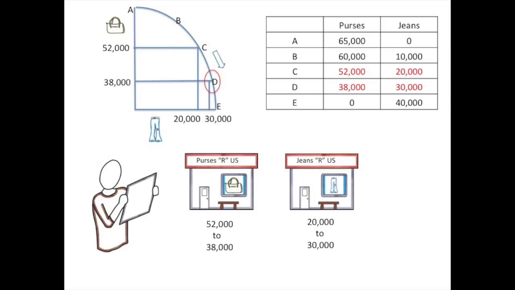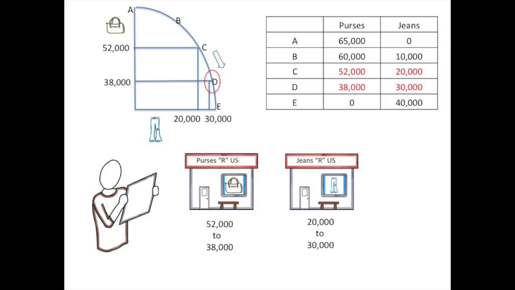If our society decides to produce more jeans and moves from point C to point D, the combination will change. The amount of purses will go from 52,000 to 38,000, and the production of jeans will go from 20,000 to 30,000. Each point along the production possibility curve is a set of outcomes that society can choose from if it uses all its resources efficiently.